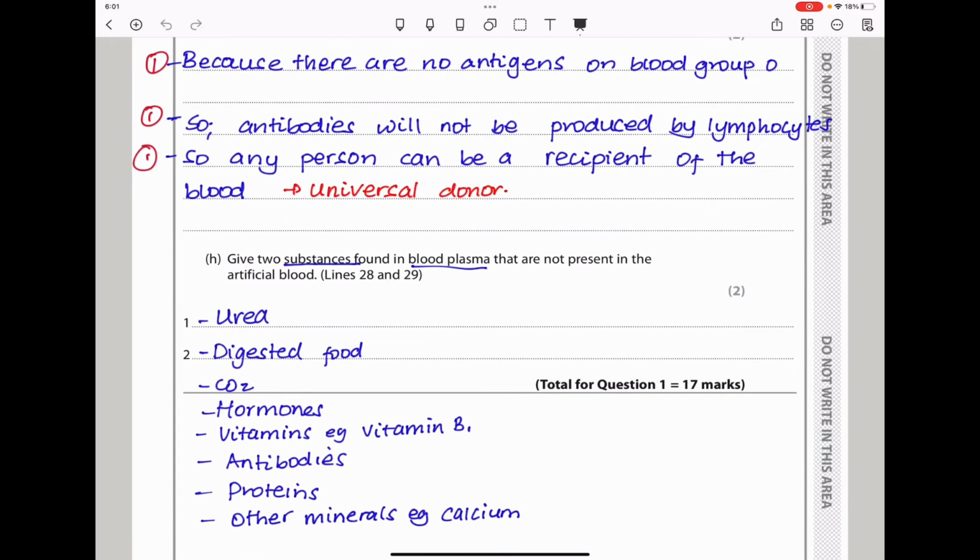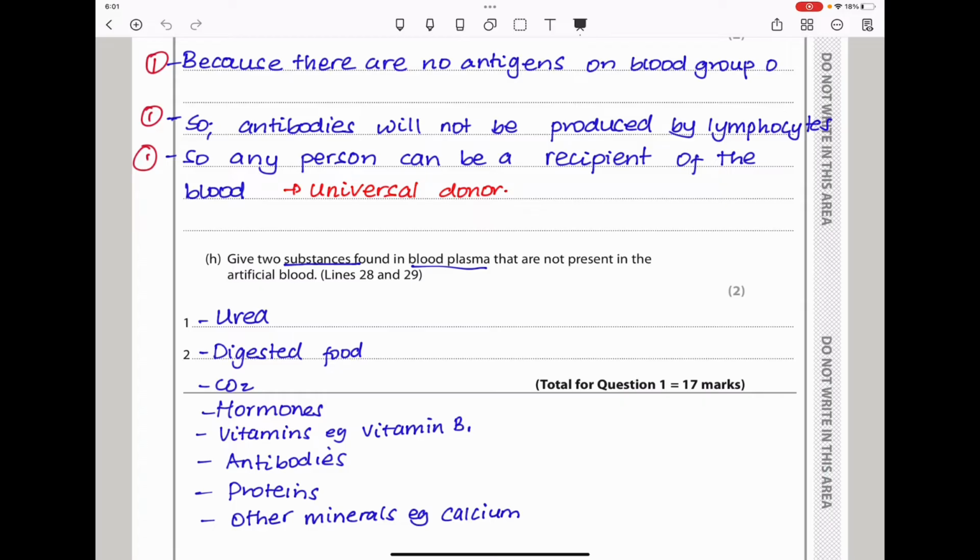Next part says, give two substances found in blood plasma that are not present in artificial blood. There is no urea, there is no digested food, there is no carbon dioxide, no hormones, no vitamins, no antibodies, no proteins, no minerals, and so many things, because remember they told us sodium chloride solution, so we'll assume there is no mineral like calcium. So this brings us to the end of question 1.